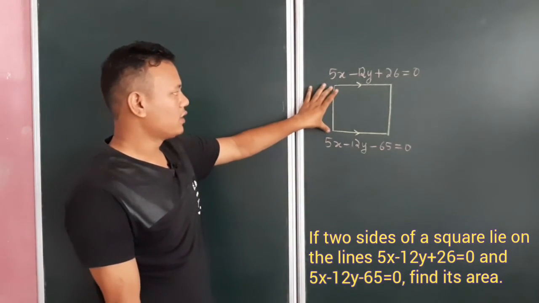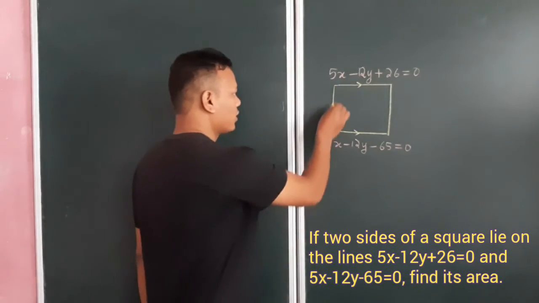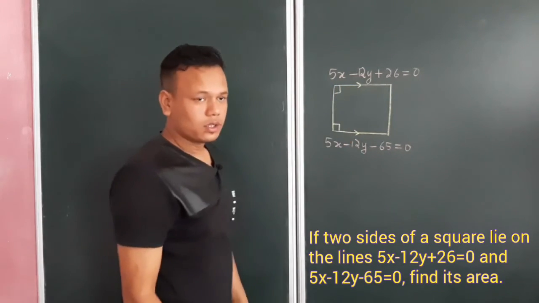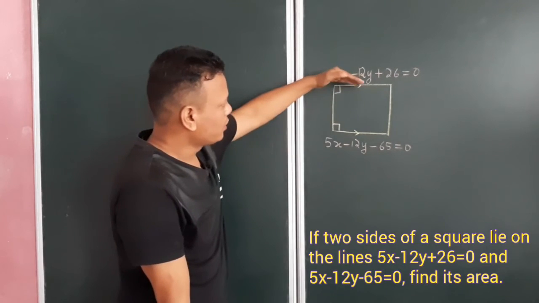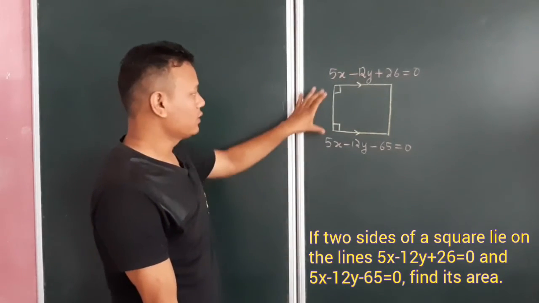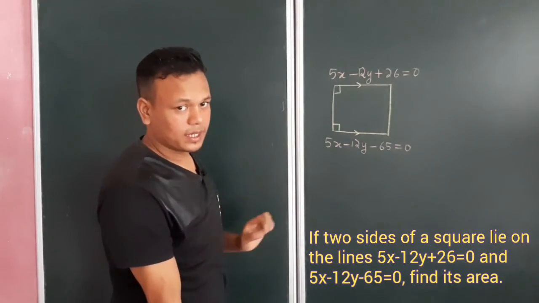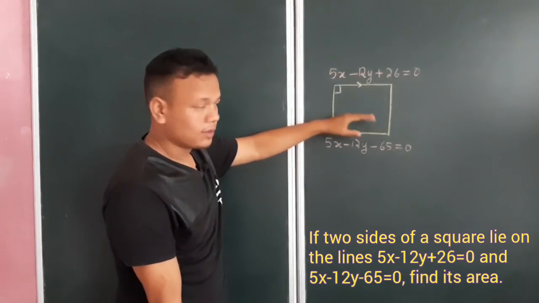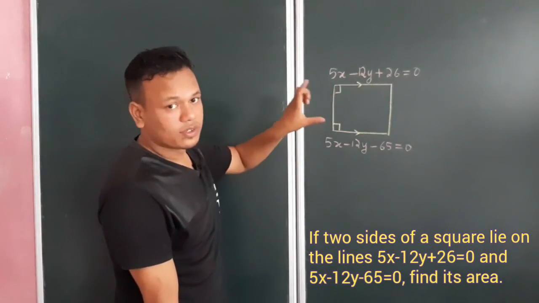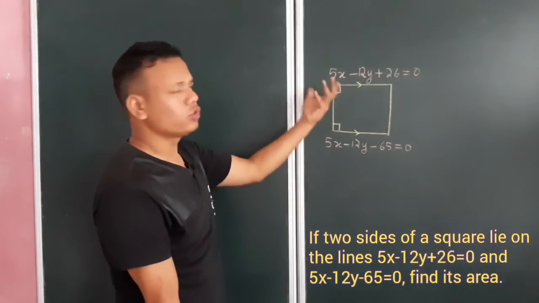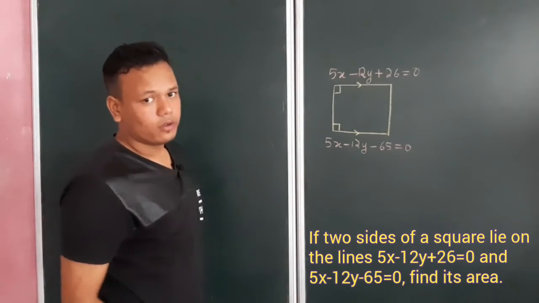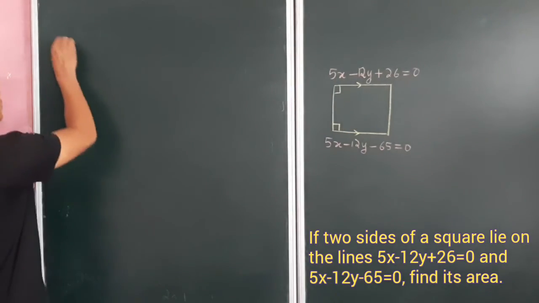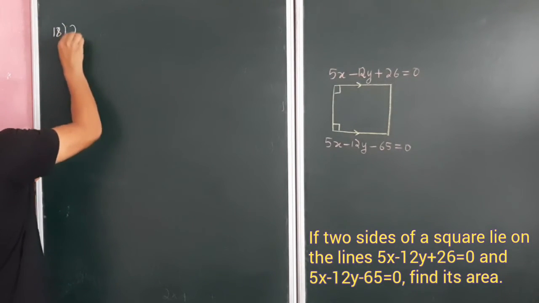So here let's take this one. We know that this will be perpendicular, so this side represents the distance between this line and this line, that is the distance between parallel sides. So we'll find the distance between these two parallel lines, and that will give you the side of the square. Take the square of that, and that will give you the area of this particular square. So let's begin. This is my question 18.